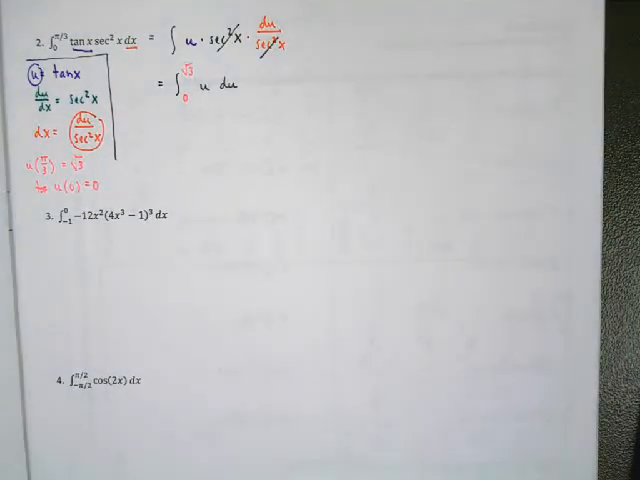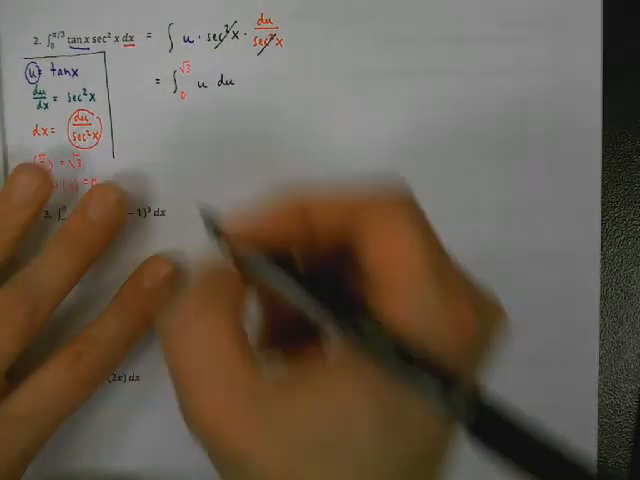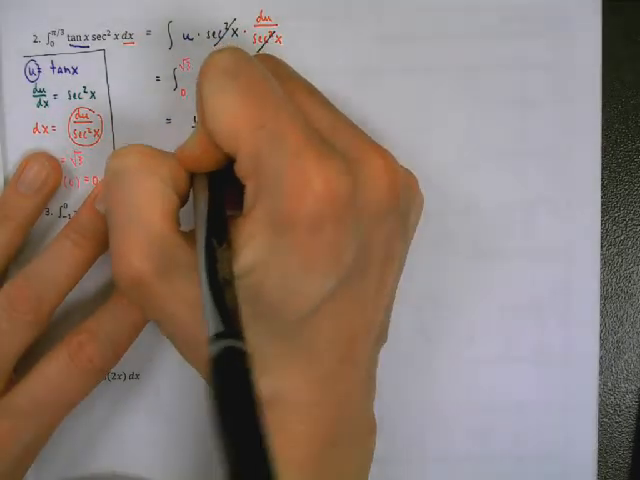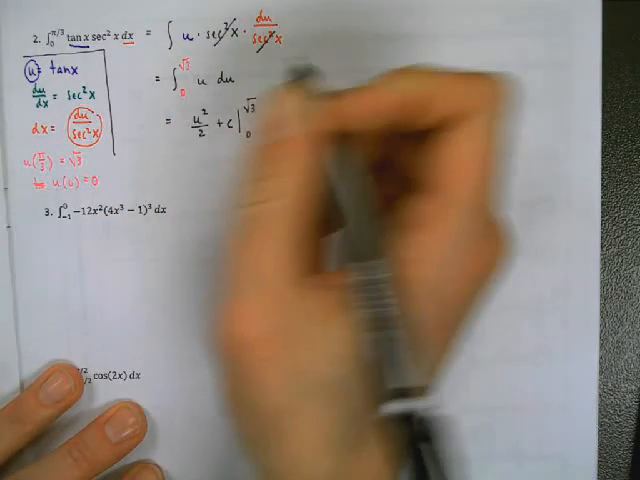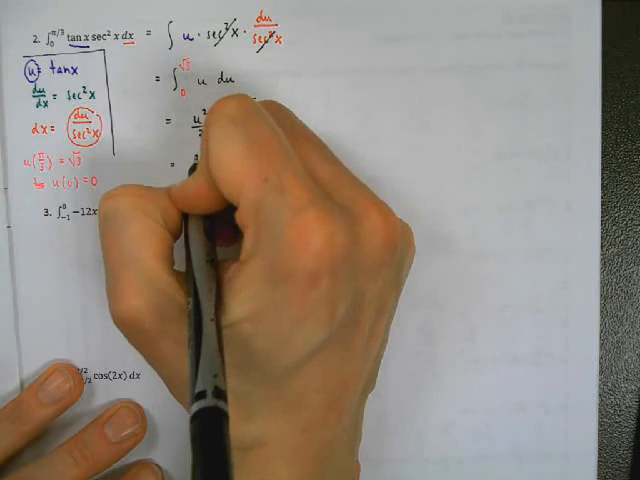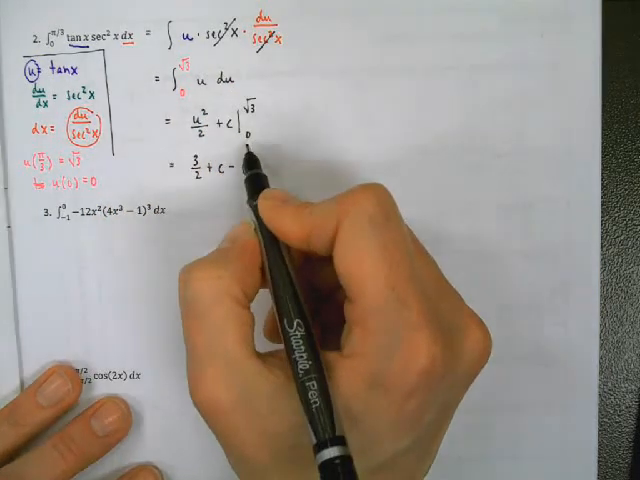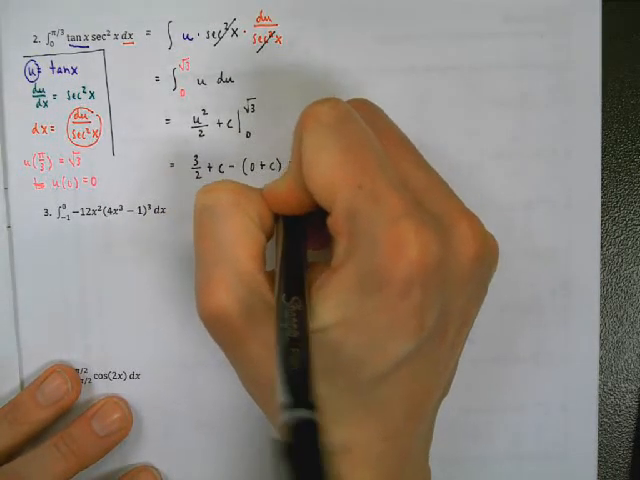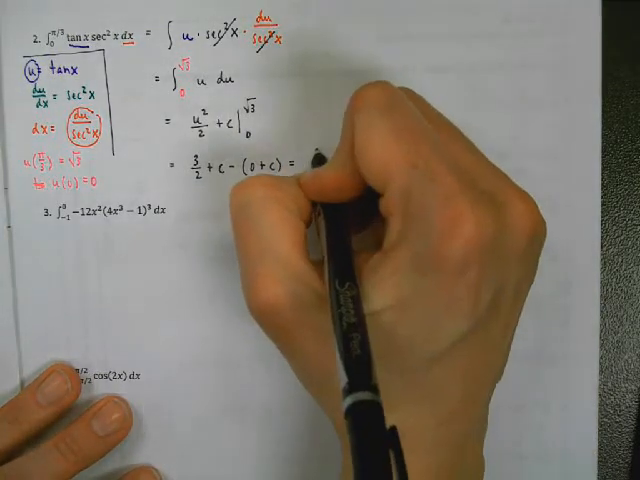And now we do our normal process with antiderivatives. So I'm going to use power rule, becomes u squared over 2 plus c from 0 to square root of 3. So I have square root of 3 squared becomes 3 over 2 plus c minus, 0 squared over 2 is just 0 plus c. So my c's will cancel out, and then 3 halves minus 0 just leaves us with 3 halves.